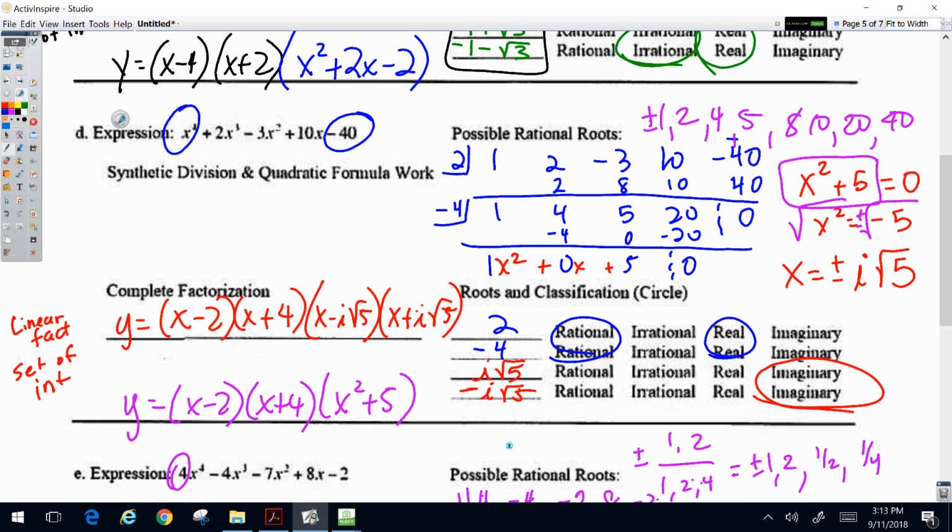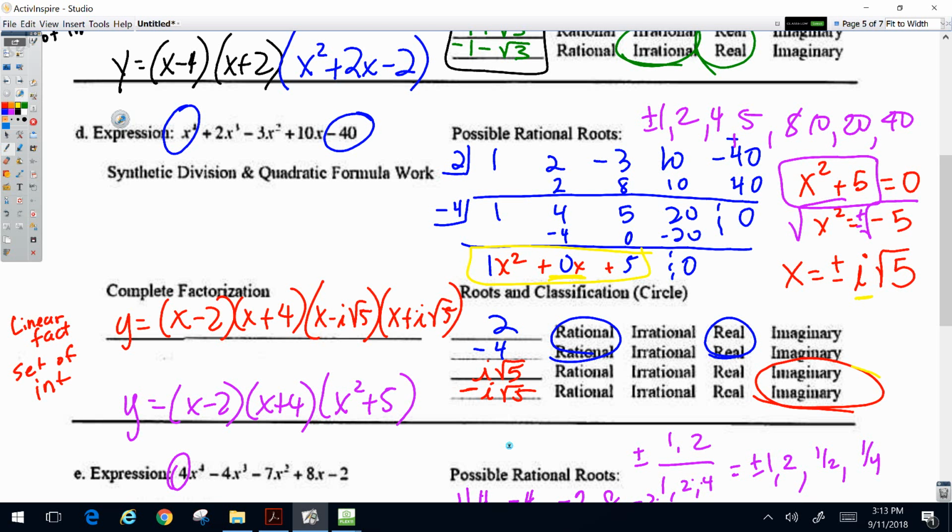And so those are real rational, and that's where we start. So we have to do synthetic division by one of them, and then take that answer and synthetically divide by the other. Now, when we look at this result here, this x squared plus 0x plus 5, there is no linear term. So you don't have to do quadratic. You can just take the x squared plus 5, set it equal to 0, and solve it. We're taking the square root of a negative right here. The square root of a negative is i.